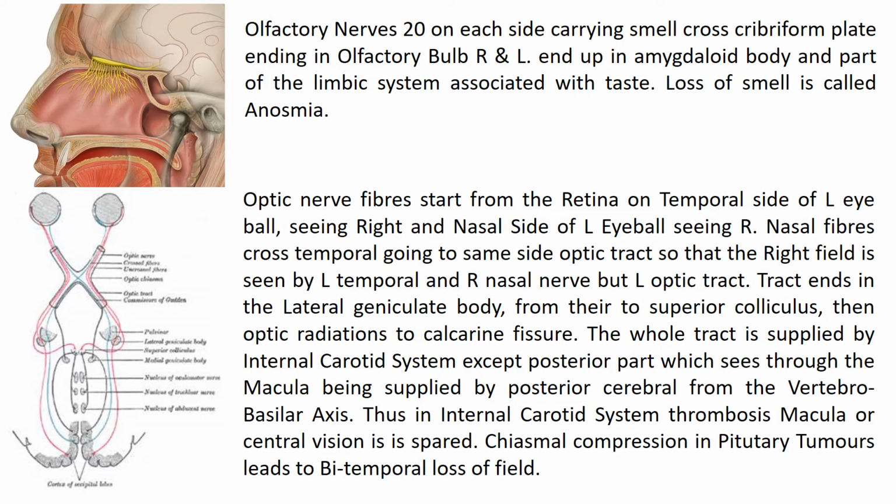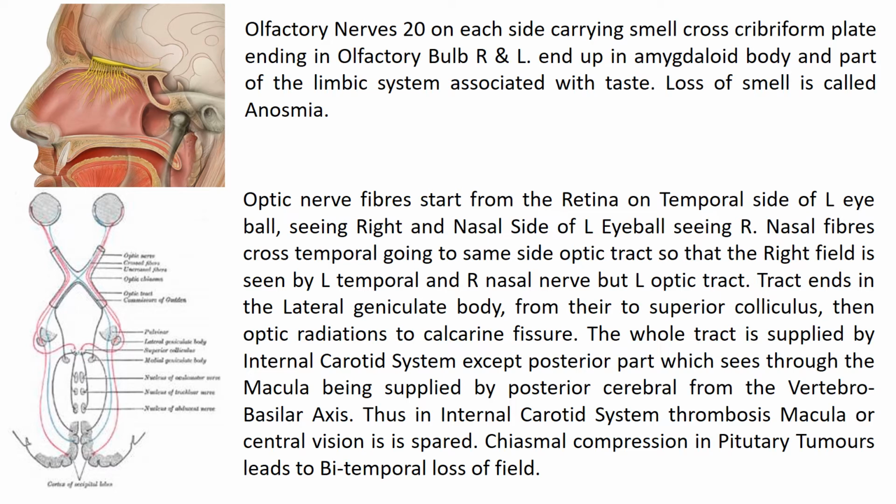So olfactory nerves, 20 on each side, carry smell, cross the cribriform plate, end in the olfactory bulb right and left, and end up in the amygdaloid body and part of the limbic system associated with taste. Loss of smell is called anosmia.